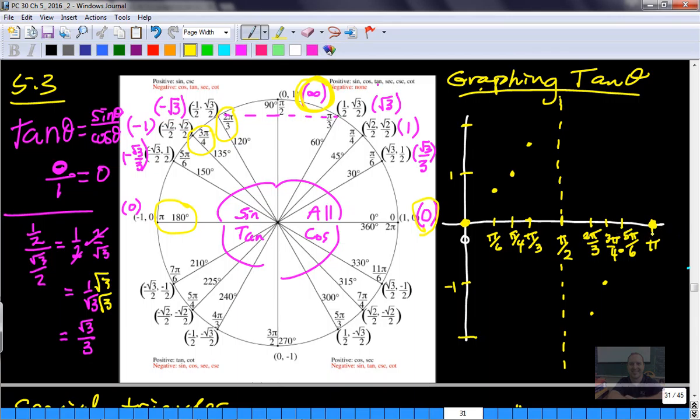Now, interestingly, if we kept going past pi, and we won't draw it right now, we're going to find that these values start to repeat themselves. This was a positive root 3 over 3 over here. See that? If you follow this line all the way along, it's the same values, and they're both negative, so you have positive root 3 over 3 again. And as a matter of fact, because tangent is positive in this quadrant, they're going to be the exact same values as quadrant 1.